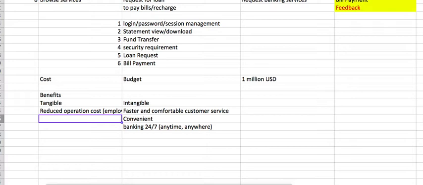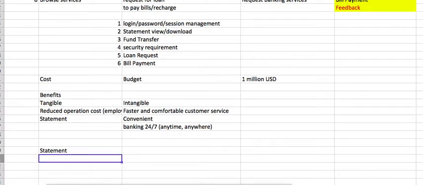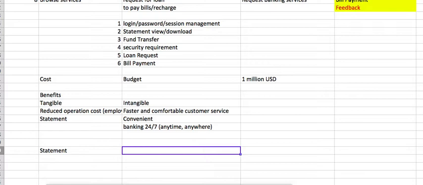Okay, now you can consider what is the second one. Have you thought about the statement? Let me calculate about the statement. As per the banking law, every bank has to provide a statement to the customer every month. So what is the cost of the printing? Let me know.